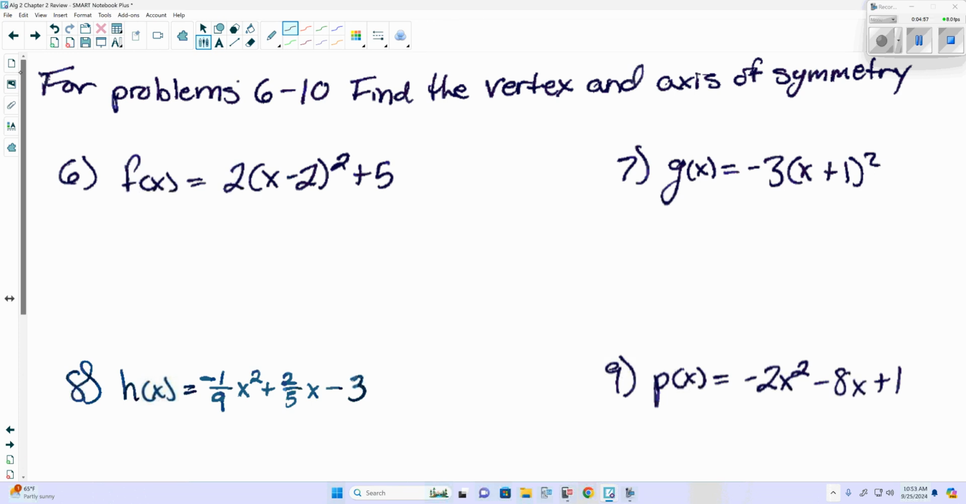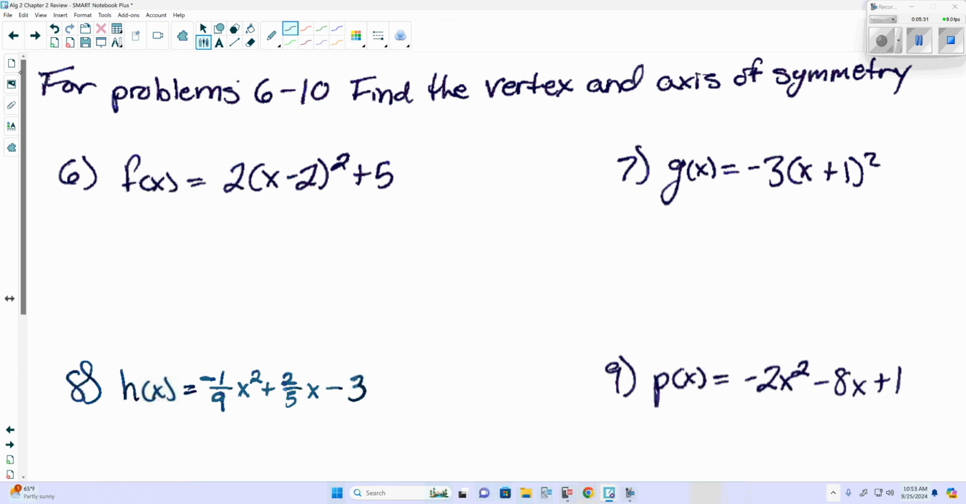Let's look at 6 through 9. 6 and 7, we want to find the vertex and the axis of symmetry. Is there one of those in particular that y'all want to look at or have questions on with 6 and 7? Okay. We're going to do one of them. That way, it gives you the opportunity to do one of them at home if you weren't here yesterday to do it. We can do 7.